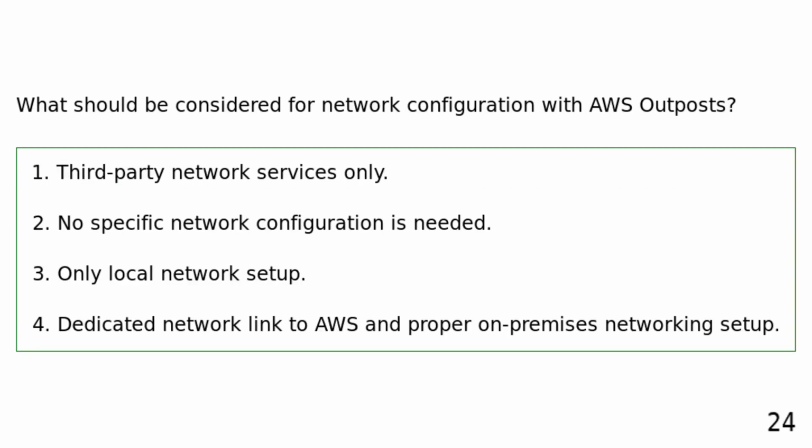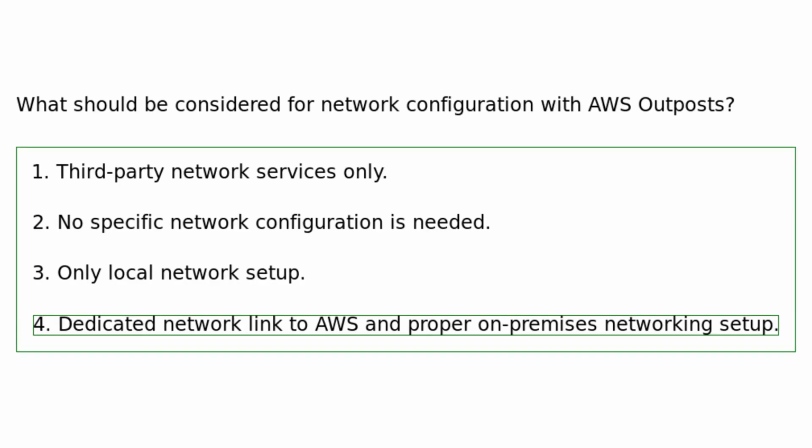What should be considered for network configuration with AWS Outposts? Third-party network services only. No specific network configuration is needed. Only local network setup. Dedicated network linked to AWS and proper on-premises networking setup. A dedicated network linked to AWS and proper on-premises networking setup are crucial for AWS Outposts to function effectively.